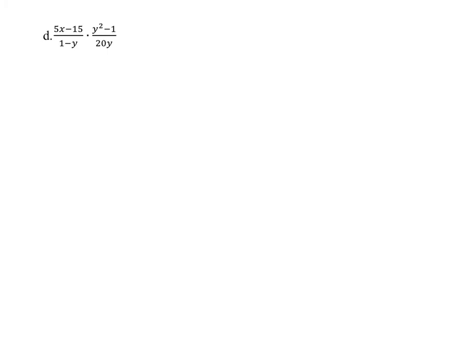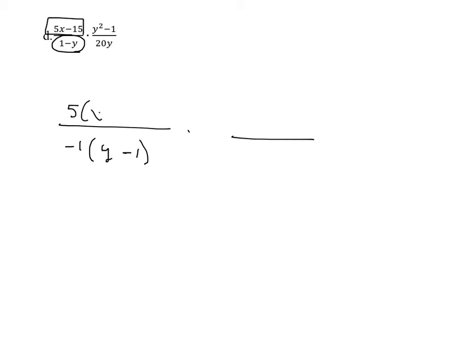Let's take a look at the next one. For me, a red flag comes up when I see something like this. I would love it if I could factor out a negative 1 here. If I do that, that will become y minus 1. Everybody with me? In the numerator here, I pull out a 5. I get x minus 3. Perfect. Now what about this? This one is the difference of two squares. It's going to factor like that, and 20y. Good?